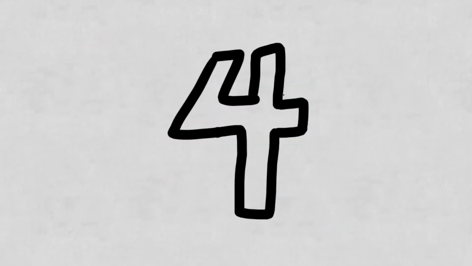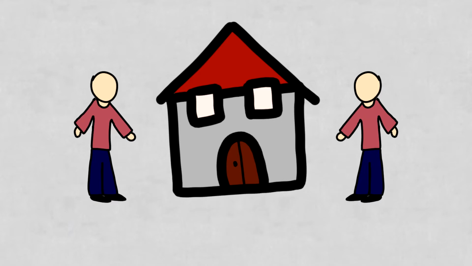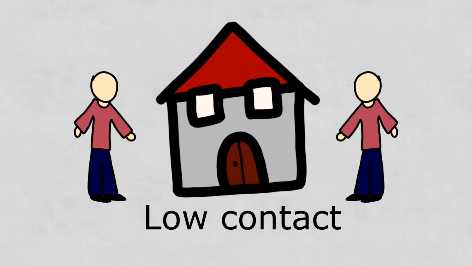The fourth rule is that the number of visitors to the house should be very, very little in order to minimize any contact with foreign people from outside of the house and also with people in the same household.